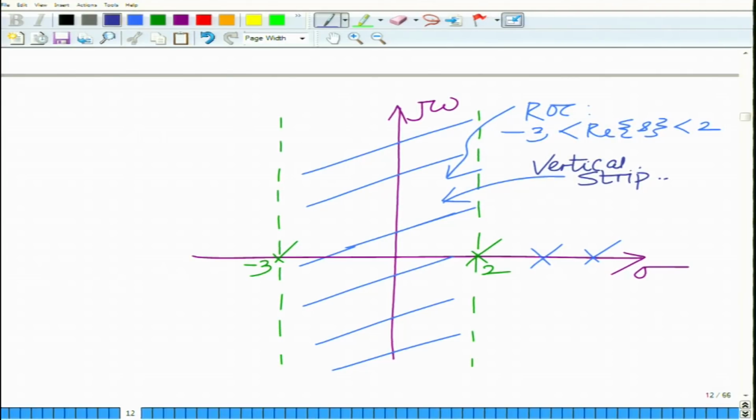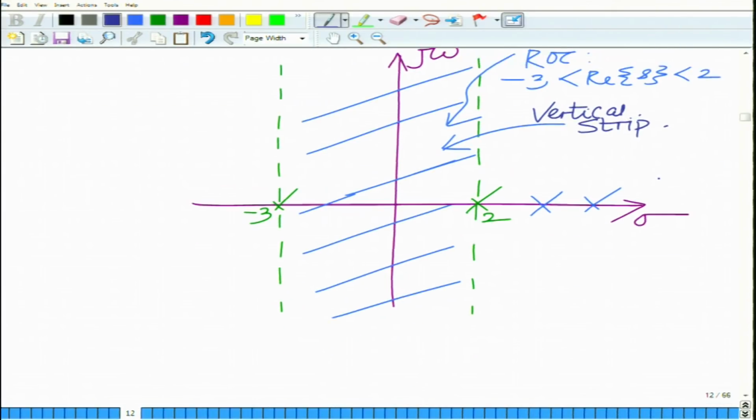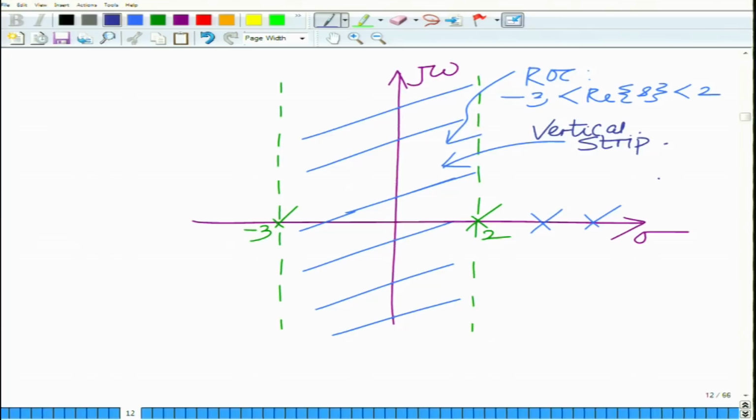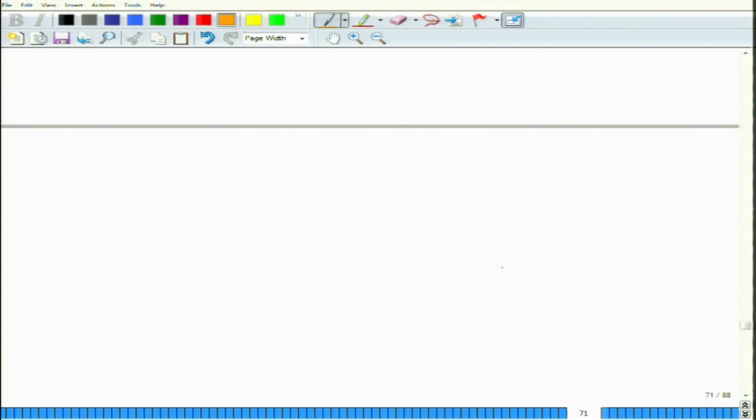So, this is the ROC, that is of the form sigma 1 less than real part of s less than sigma 2. The ROC in this example is minus 3 less than real part of s less than 2. So, let us look at the partial fraction expansion.